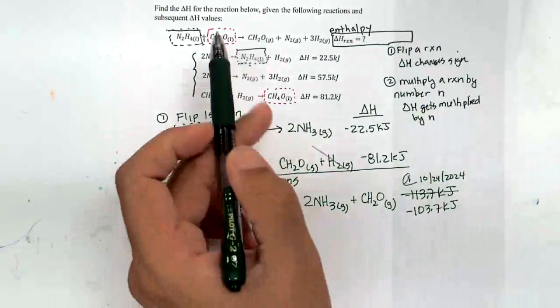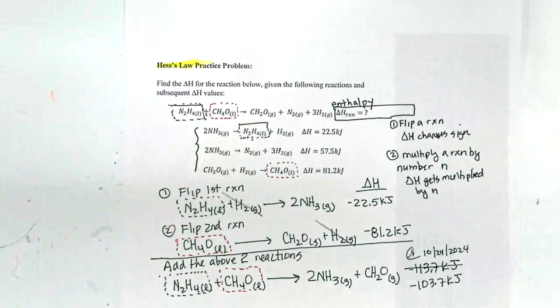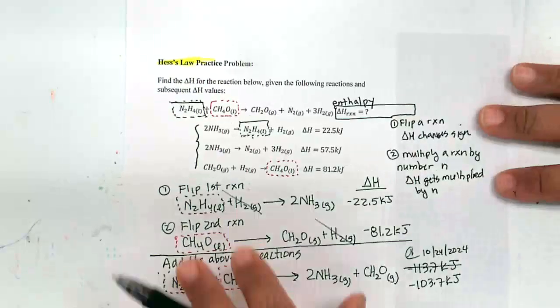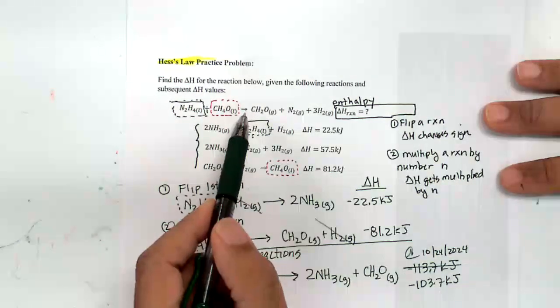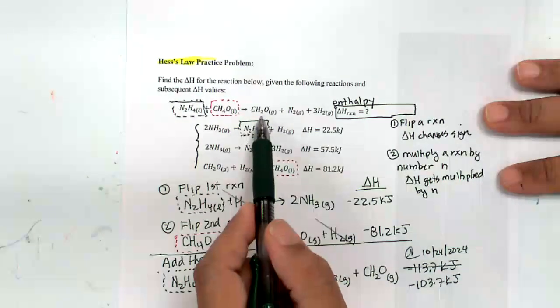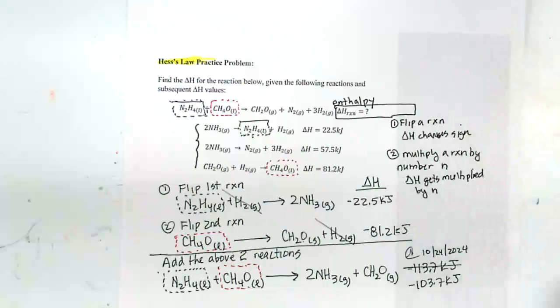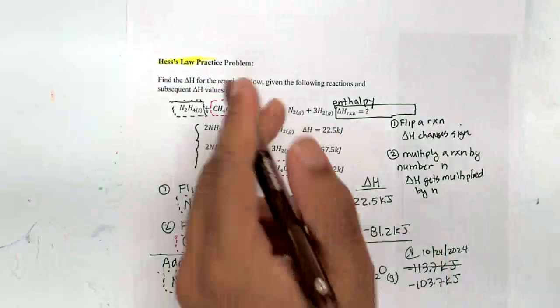Okay, so now what do we have left? Let's go back up here. So these two are good. I have a CH2 on the product side. Isn't that good?